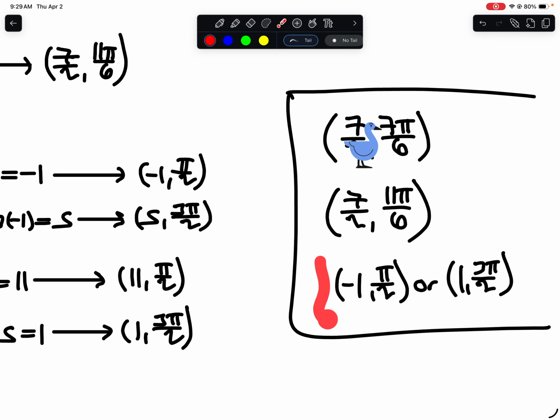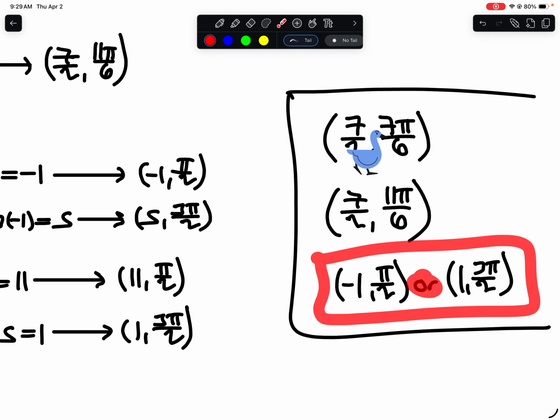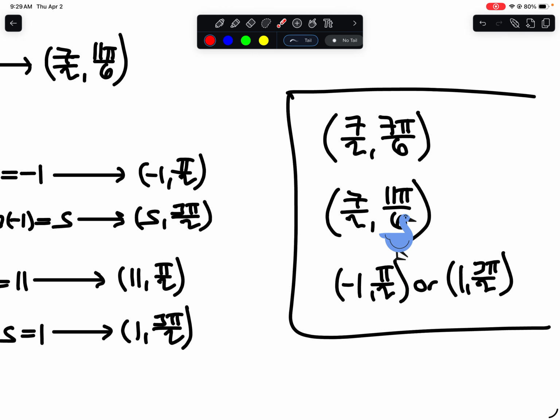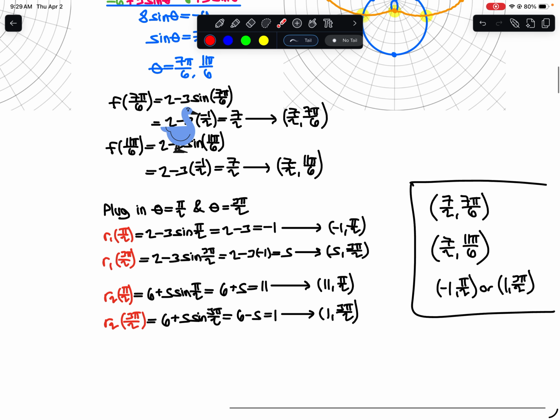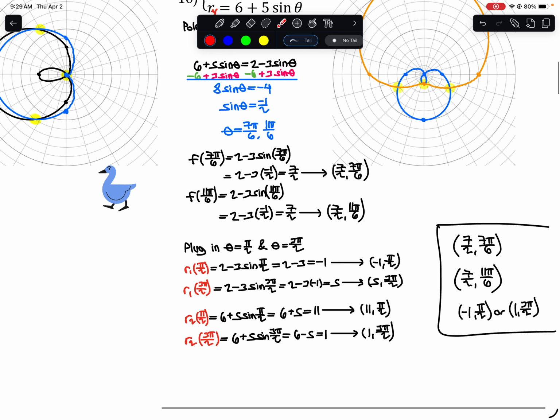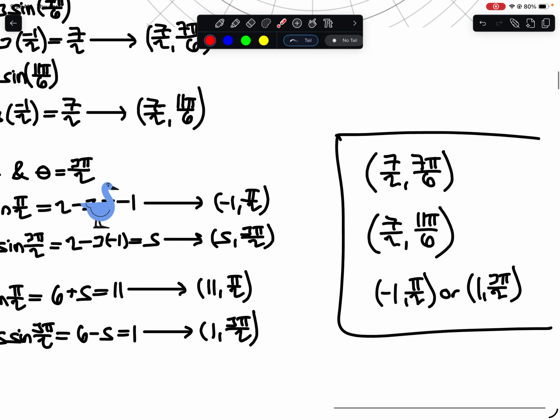Just make sure that when you're writing these points down, you say "or." Because if you write them separately, then that tells me that you don't know that they're the same point. So you have to make that distinction on your assessment that you know that those represent the same point. Because I would count off if you give me technically those 4 coordinates. You have to tell me that these represent the same point.